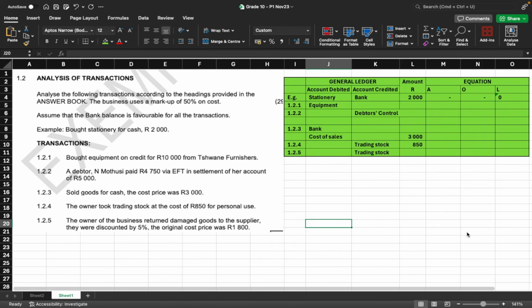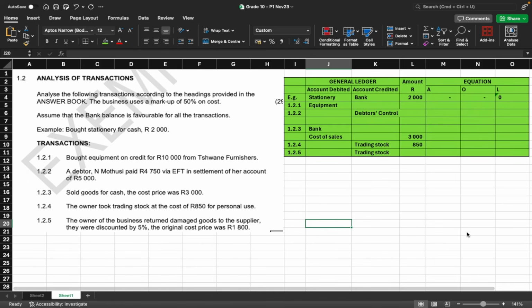We're continuing with the grade 10, paper 1, November 2023. We've done a lesson on this same paper looking at the statement of comprehensive income or the income statement. So you'll find the link to that lesson in the description below. But here we're looking at the analysis of transactions.